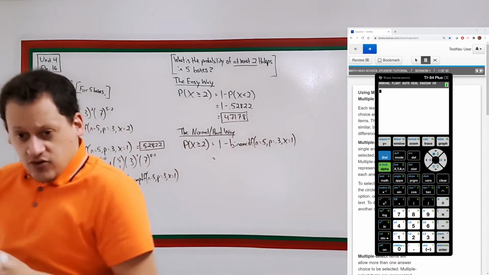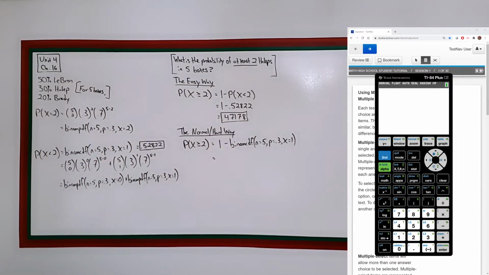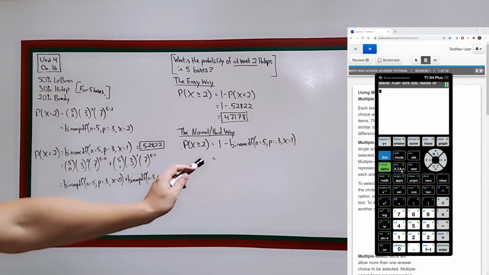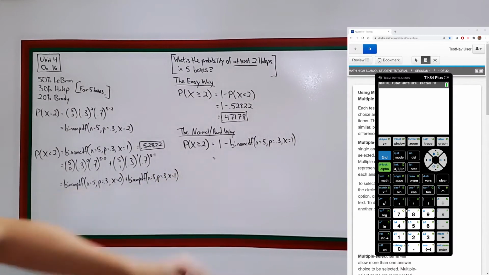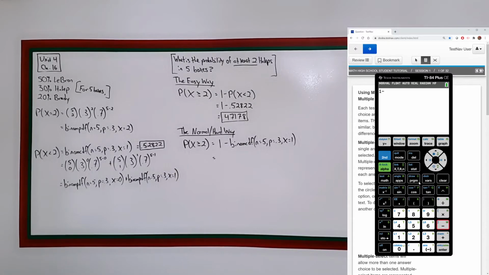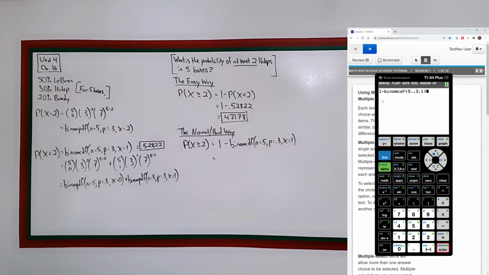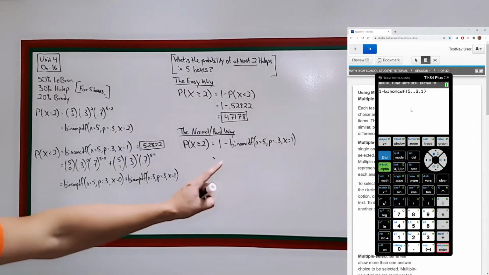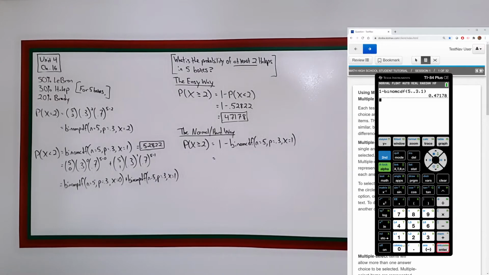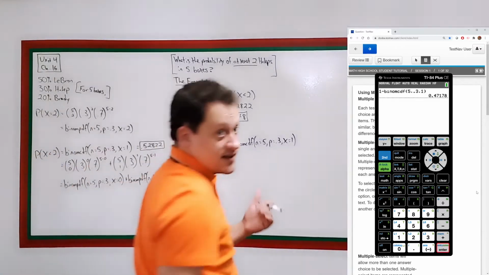So just to be absolutely sure here, by saying 1 minus, right there, I'm literally saying the first things you should type here are 1 minus, and then go to Binomcdf. Type in what you need. Trials is 5, p is 0.3, the x value is 1. And then paste. So you got 1 minus Binomcdf, just like you see here. Enter, and we get 0.47178.